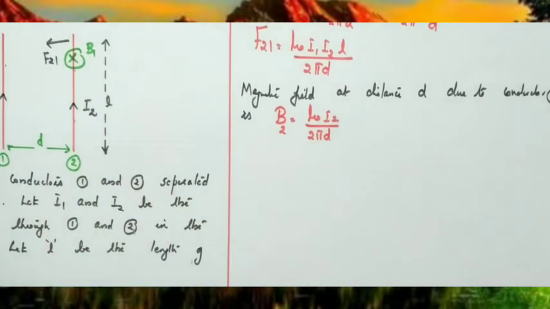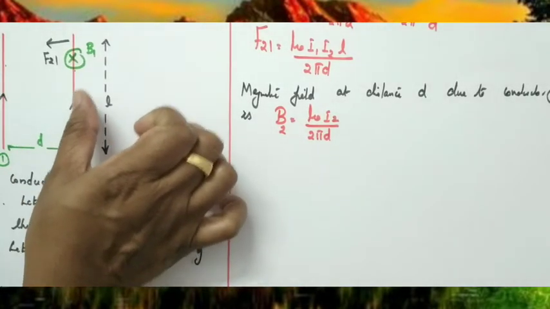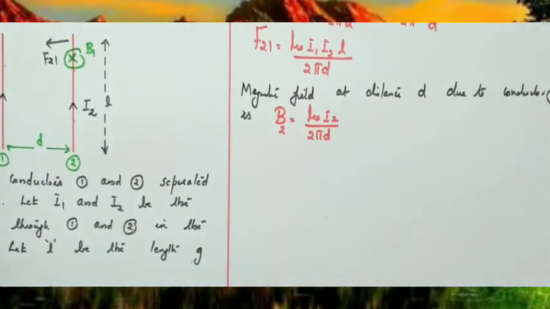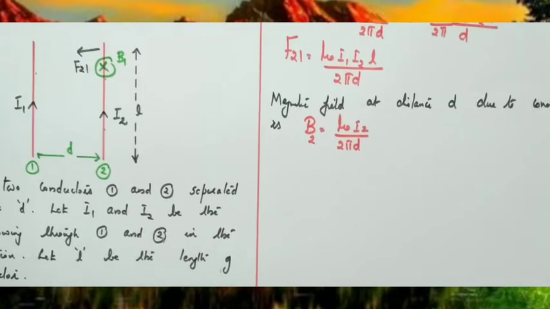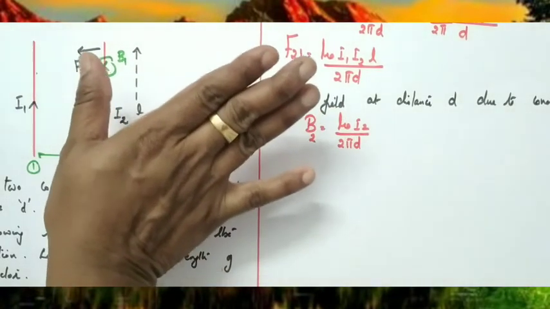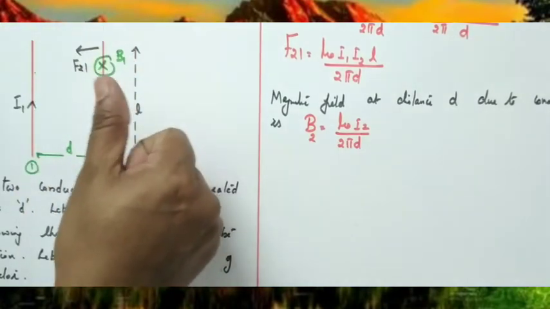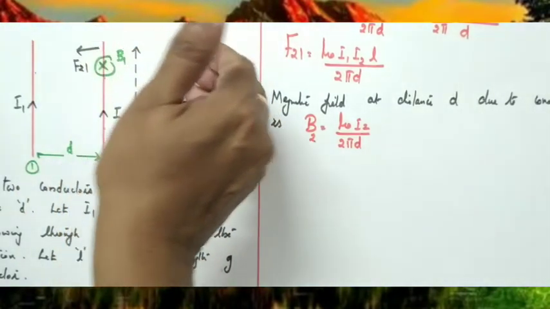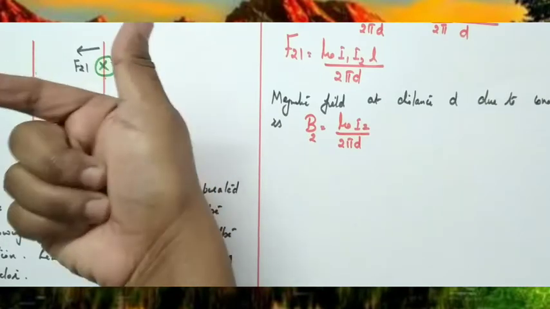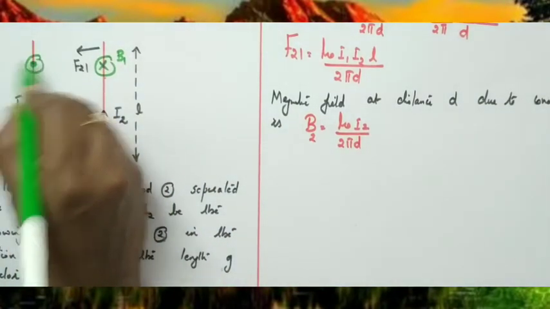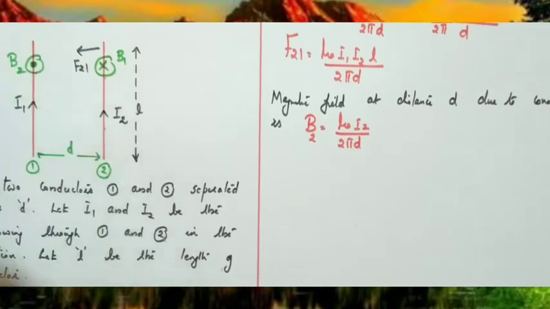Okay, and what is the direction of that magnetic field? That is also given by the right hand thumb rule, isn't it? So current is in the upward direction. Due to this current, there is a magnetic field here. So the direction of magnetic field is given by the right hand thumb rule. Here current is upward and the direction of magnetic field here is outward. So it is represented by a dot, which is B2.